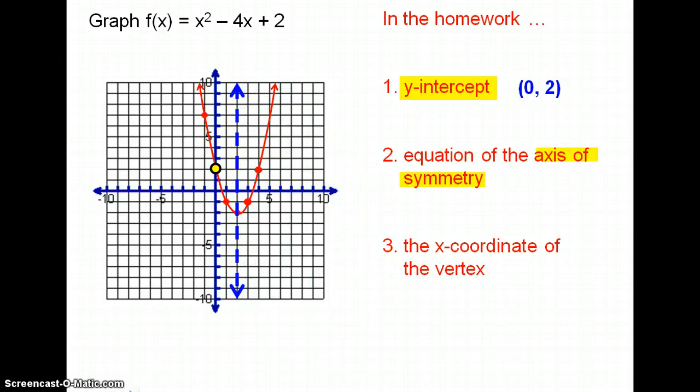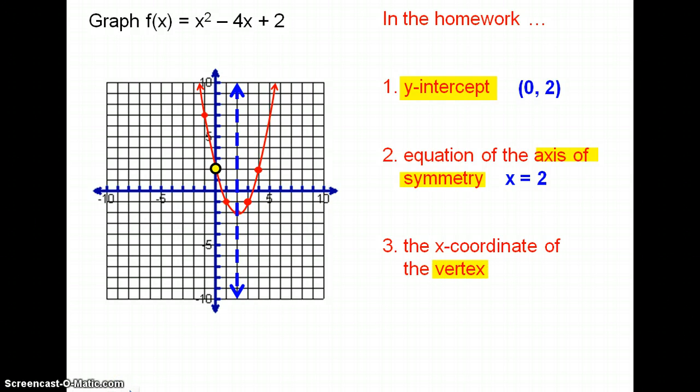The equation of the axis of symmetry is always an equation. Again, it's this dotted line, and we've talked about these vertical lines. They're crossing the x-axis, so they're x equals. And where's it crossing? Well, it's crossing at 2. So you don't really need to know any formula for that. You can just look and see.